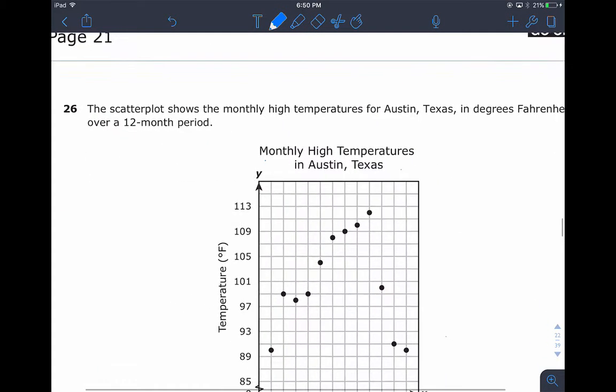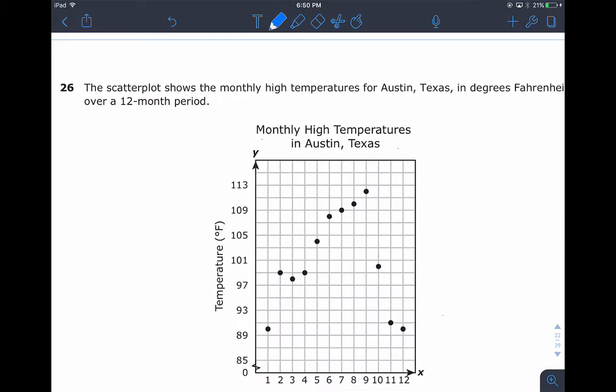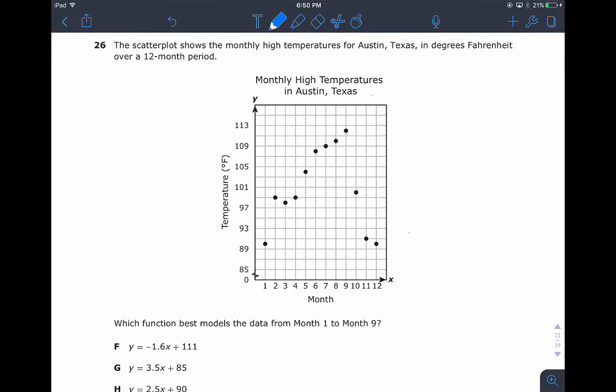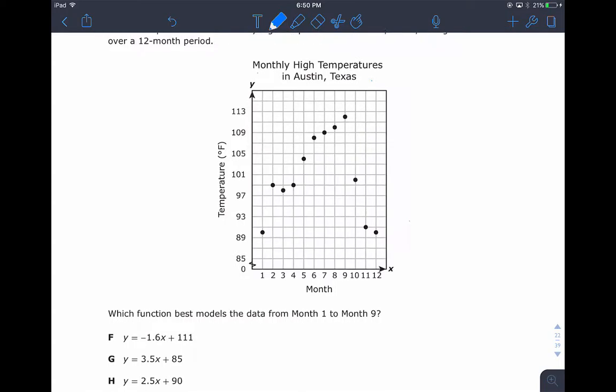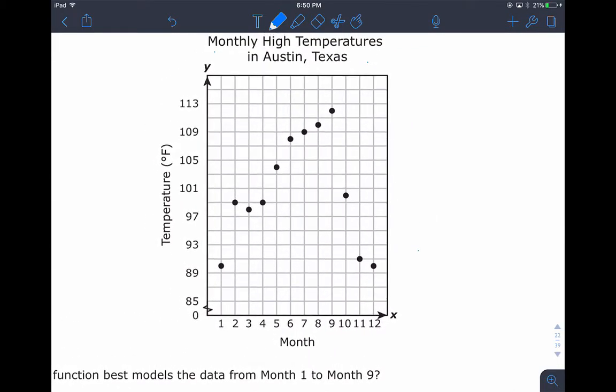Starting on 26 here. The scatter plot shows the monthly high temperatures for Austin, Texas in degrees Fahrenheit over a 12-month period. Which function best models the data from month 1 to month 9? Okay, so I'm trying to figure out a line of best fit in between this selected range here. It's kind of hard for me to draw straight lines on my iPad here, but something in between all of those points that matches and kind of hits all the data.